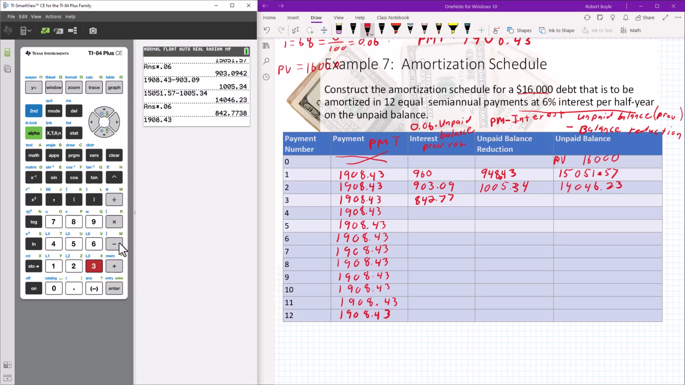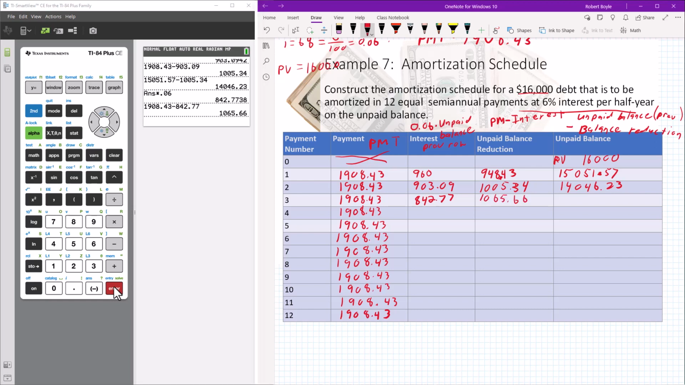The amount of the next payment that will go to principal will be 1908.43 minus not this value, but that value down there, 842.77, and that will be 1065.66. And then my new principal is going to be the previous principal right there, minus my reduction, enter, and that will give us $12,980.57.